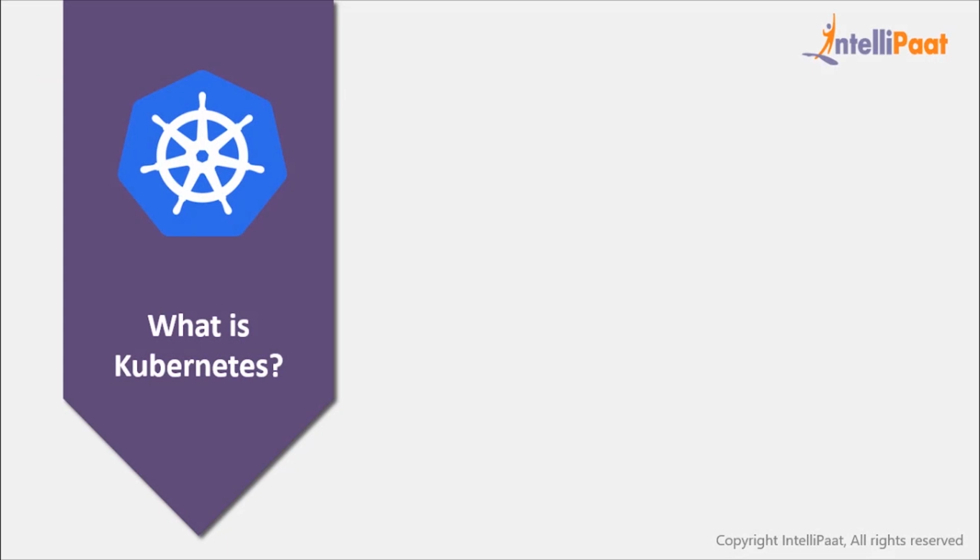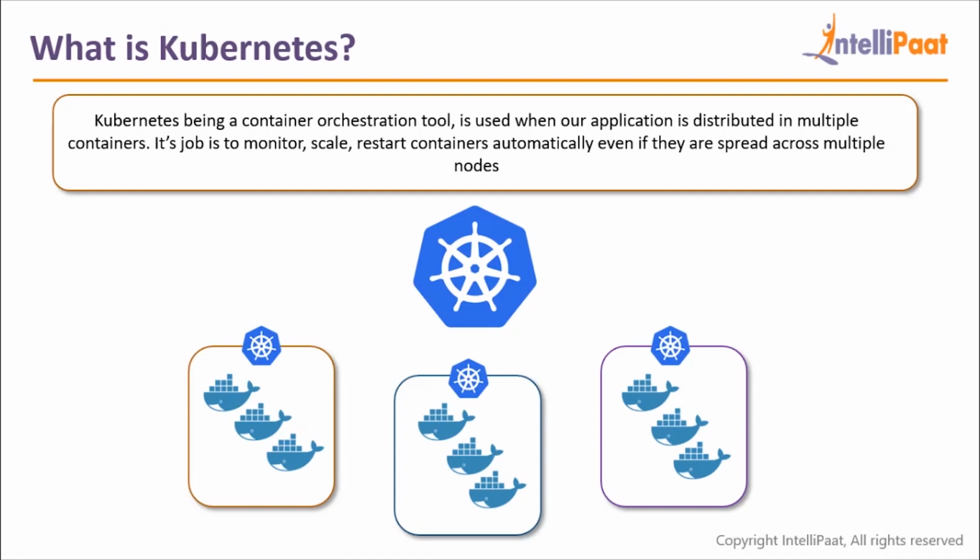So what is Kubernetes? I think we have discussed most of it, but Kubernetes is nothing but a container orchestration tool which is used by our application to basically monitor or orchestrate multiple containers. The kind of features that it gives us is monitoring. It helps us monitor containers. It helps us scale containers. It also helps us restart containers if any of them fails. And this all happens automatically. There is no manual intervention required for this, right? And this is what Kubernetes is all about.